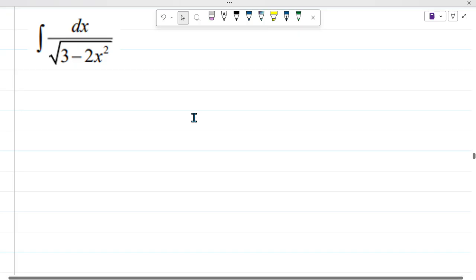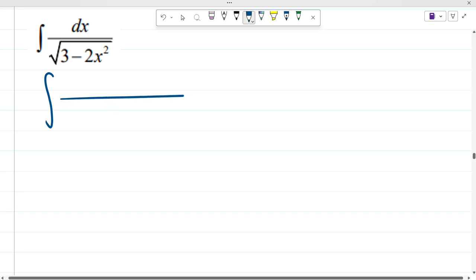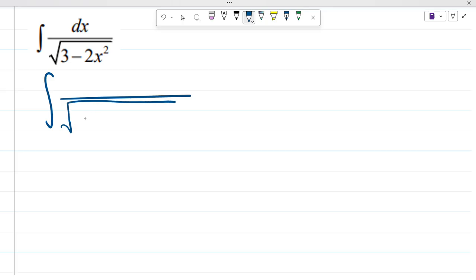Of course, we can say that this one is going to be the one of a sine, but before we do that, we need to first rewrite it nicely. So to rewrite it nicely, we need to write this 3 in our a squared format. So this is going to be the square root of square root of 3 squared minus square root of 2 times x squared, and then dx.